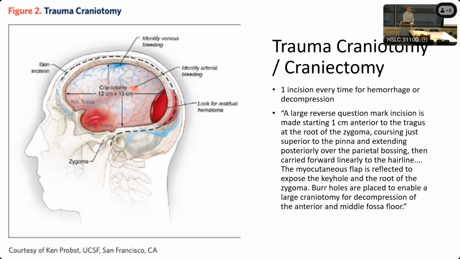It's a large reverse question mark incision made starting 1 centimeter anterior to the tragus at the root of the zygoma, coursing just superior to the pinna and extending posteriorly over the parietal bossing, then carried forward linearly to the hairline. You take a myocutaneous flap, expose the keyhole in the root of the zygoma. Burr holes are placed to enable a large craniotomy, and your goal is to decompress the anterior middle fossa floor.